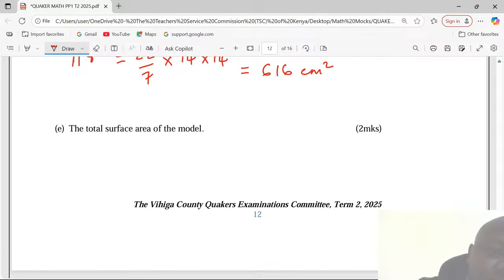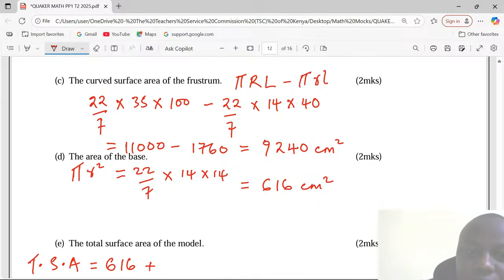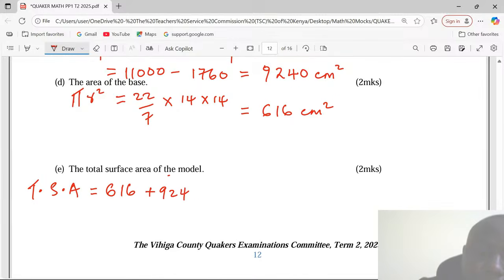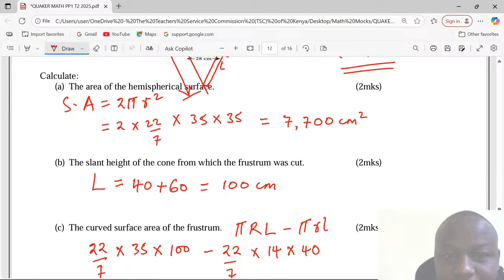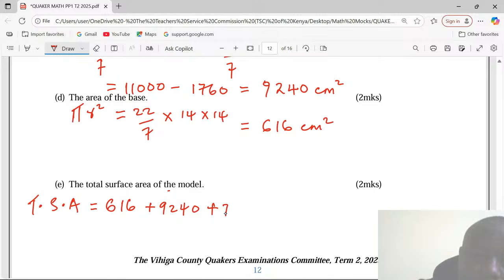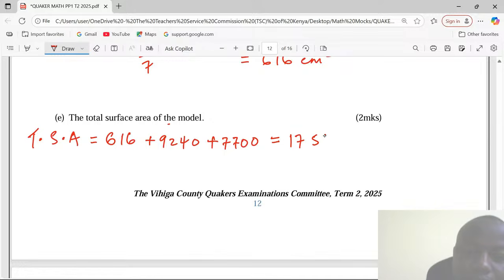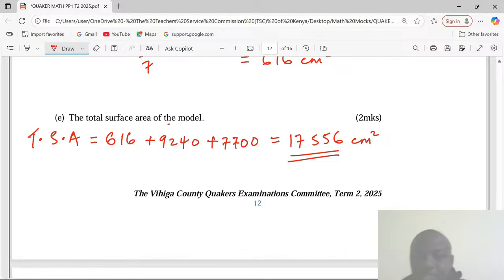Then total surface area. The total surface area shall be the bottom plus the curved surface, which is 9240, plus the top hemisphere, which has a surface area of 7700. I hope everything has been computed well. So let me now carry out the addition. Plus 9240 plus 7700. This is equal to 17,556 square centimeters. So that is the total surface area.